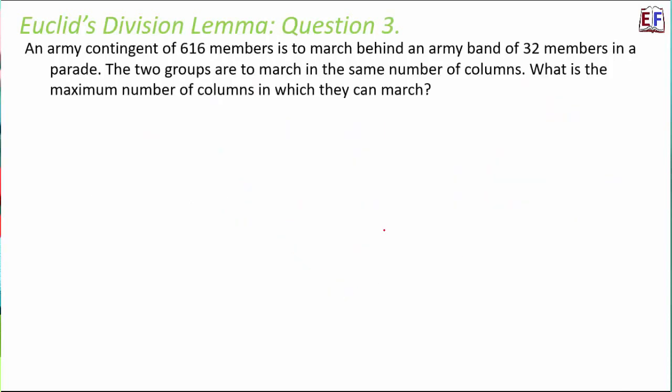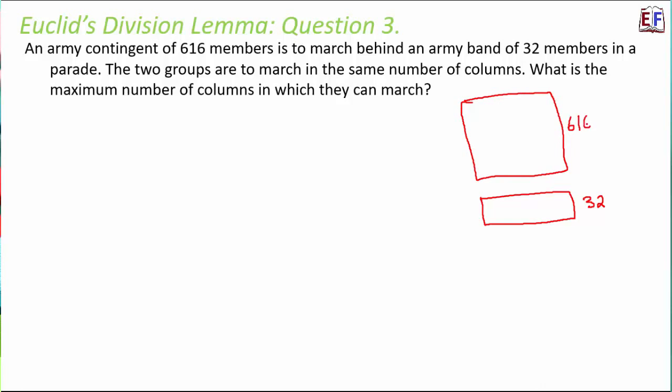An army contingent of 616 members is to march behind an army band of 32 members in a parade. The two groups are to march in the same number of columns. What is the maximum number of columns in which they can march? So the situation is somewhat like this, that we have a band in front which has 32 members, and then behind them we have a group of 616 members who would march behind the band. Now, how will these guys stand? So they would stand like this.